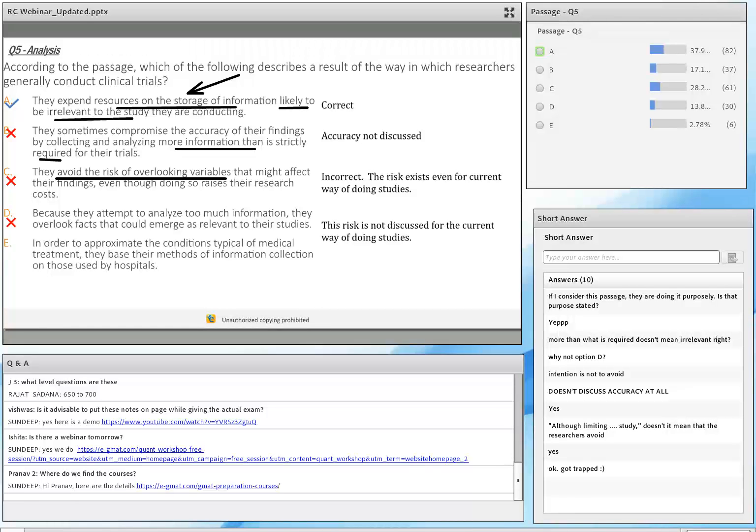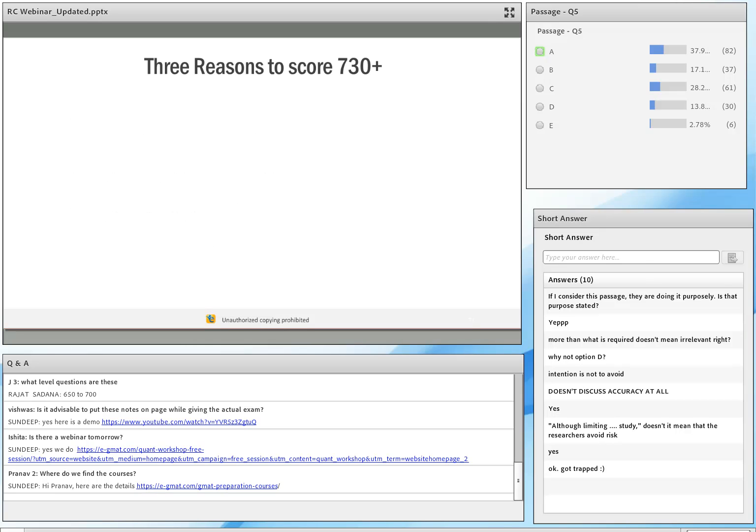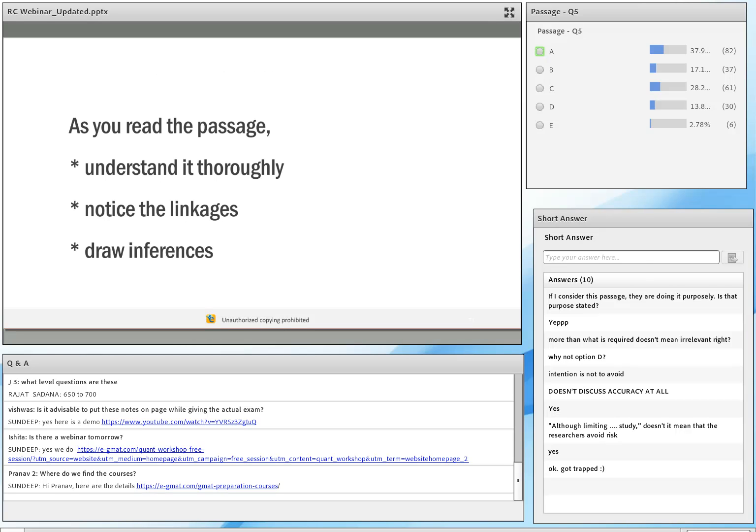And again, choice D and E over here are irrelevant. So let's talk about this. As you read the passage, it's really important to read it properly to understand those linkages, because without those linkages, you will not be able to get that. You'll not be able to answer these questions.